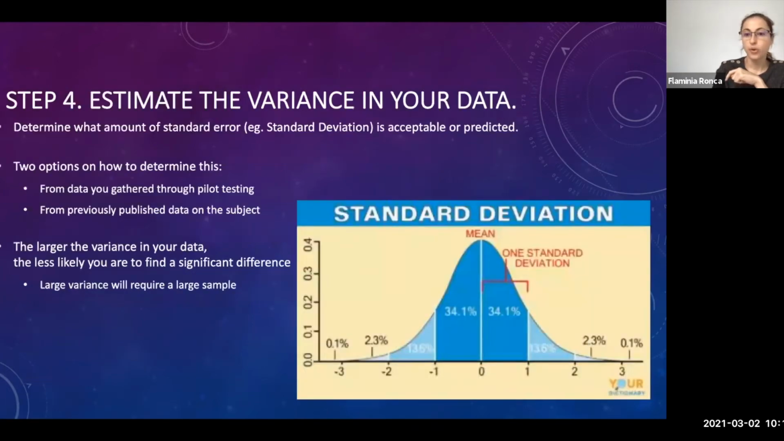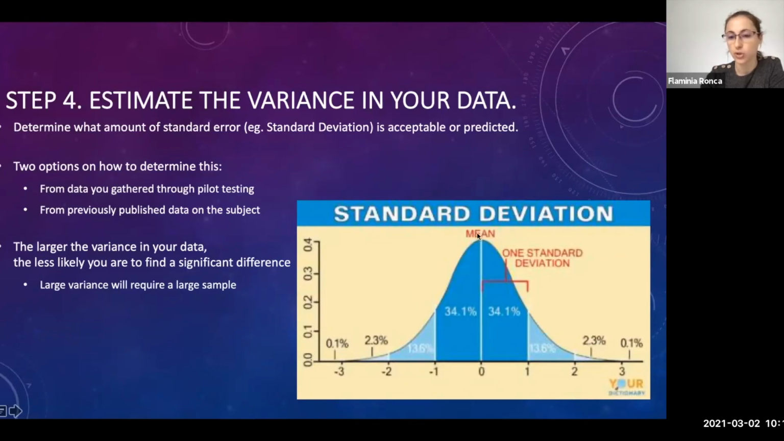Okay, step 4 is to estimate the variance in your data. So when we talk about variance, we're talking about the spread of data. And I'm sure you've all seen the famous bell-shaped curve. If your data was normally distributed, you'd see something like this. So most of the values will be in the middle. And then you'd have a spread, where some values are towards the higher percentiles and some values are towards the lower.